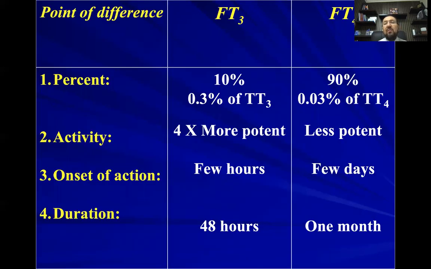The differences between FT3 and FT4 are well known. The production of the thyroid gland is mainly T4, about 90%, while only 10% is T3. About 0.3% of the total T3 forms the free one, while 0.03% of the total T4 represents the FT4. The FT3 is 4 times more potent than the FT4, but its onset of action is after a few hours and lasts for 48 hours only, while FT4 starts action after a few days and lasts for a month.